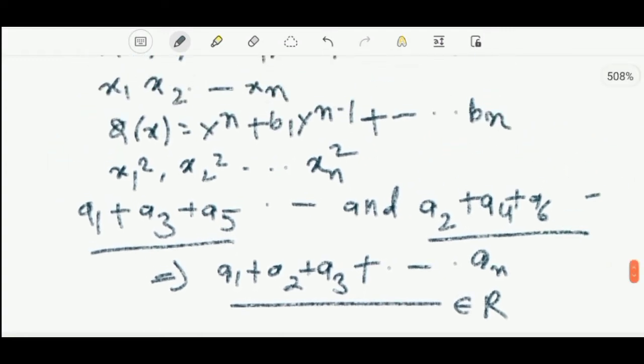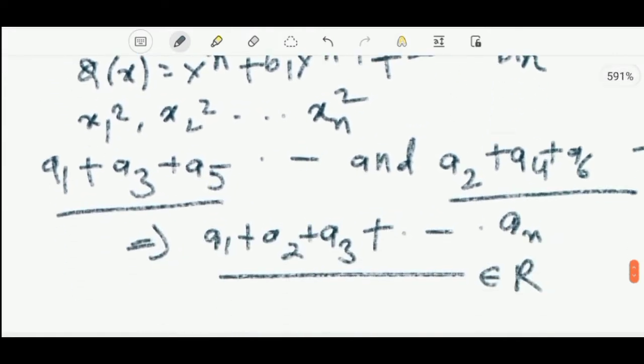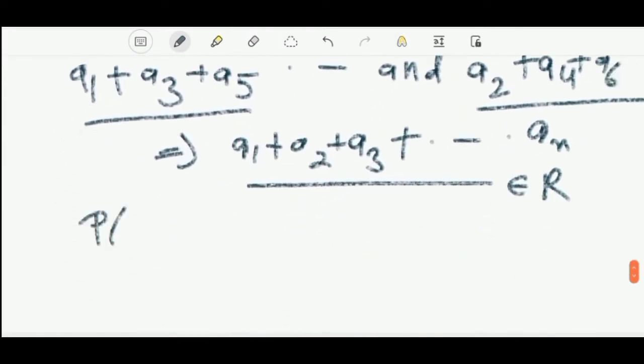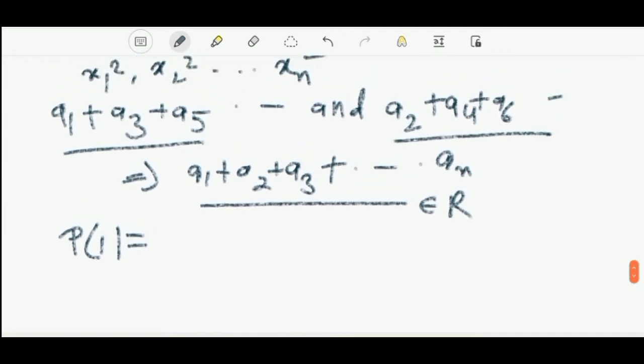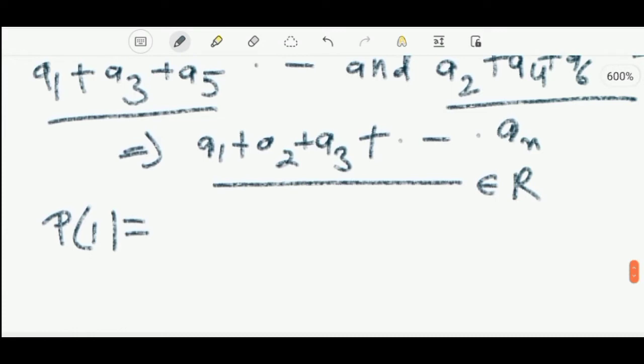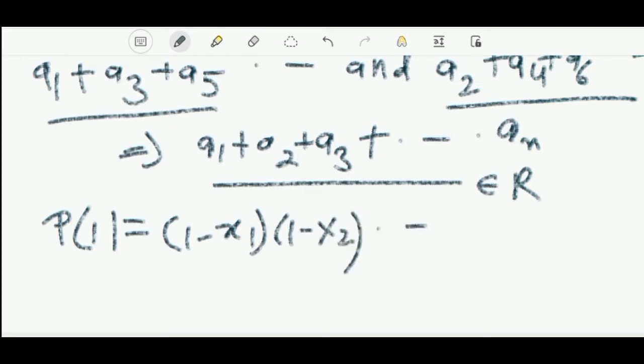So let's start with this polynomial p of x. So I'm going to substitute the value 1 in place of x, so we'll obtain, okay, let me write this in the form of the factors. So we know the roots of this polynomial x1, x2, x3 up to xn, so we can simply write this as 1 minus x1 multiplied by 1 minus x2 up to 1 minus xn, and this is the value of p of 1.